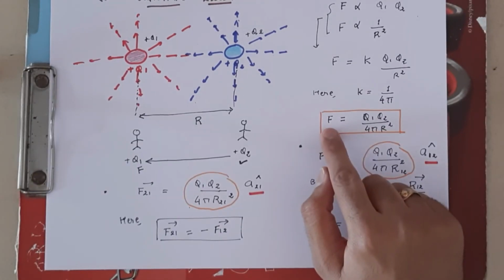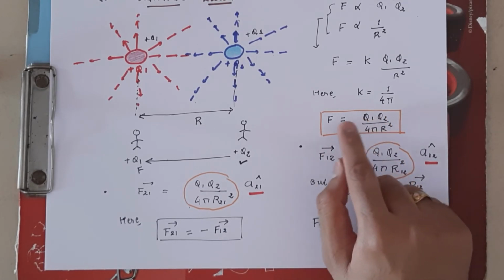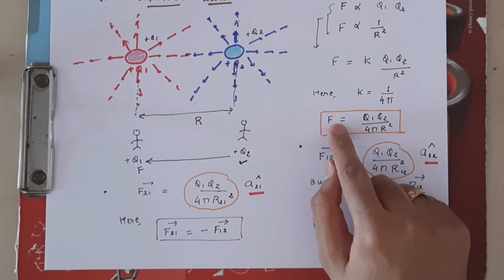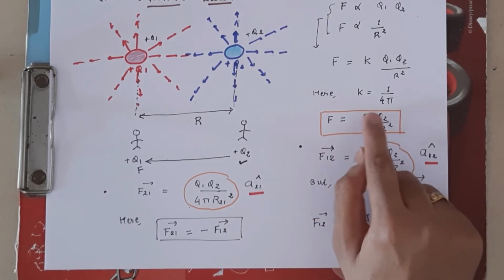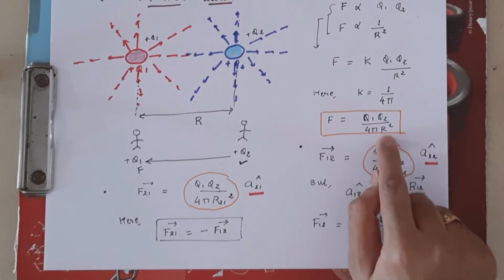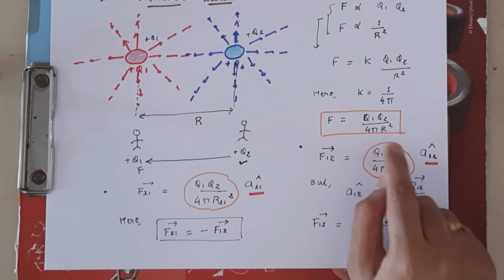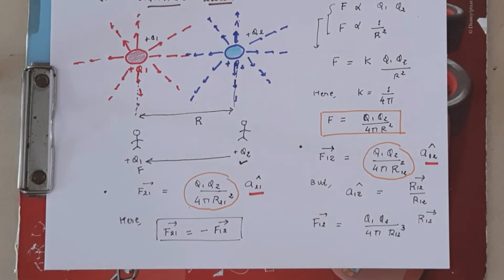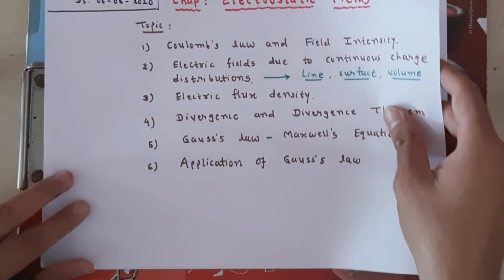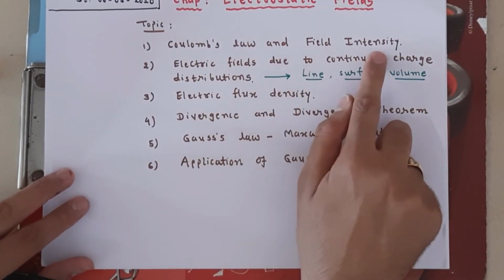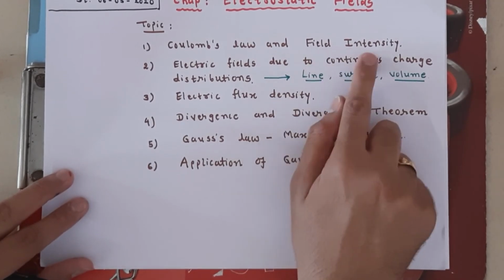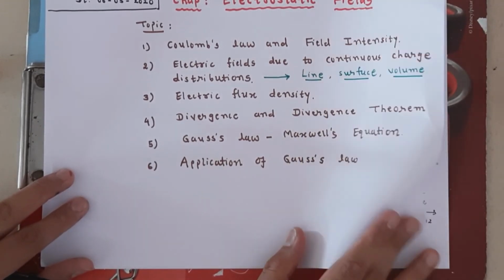So the final statement: what does Coulomb's law state? Coulomb's law states that the force between two charges is directly proportional to the magnitude of the charges, but it is inversely proportional to the square of the distance between the two charges. Okay, now here we complete our first topic, which is Coulomb's law. Now we discuss what we mean by field intensity.